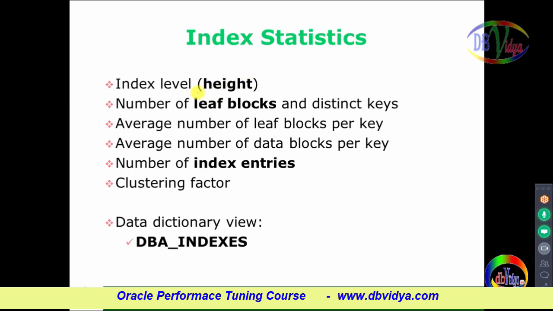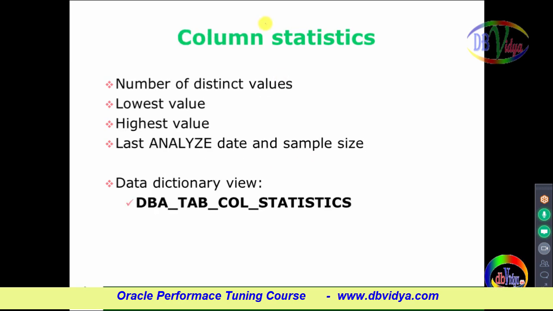If you take index stats, what is the index height? How do we get index height? Through the V level. Then number of leaf blocks and distinct keys, number of index entries, average number of data blocks per key. So based on all these things, it will try to find out the best or better access path. If you take column statistics: number of distinct values, lowest value, highest value, last analyzed date. How do we get these? DBA_TAB_COL_STATISTICS. Okay.